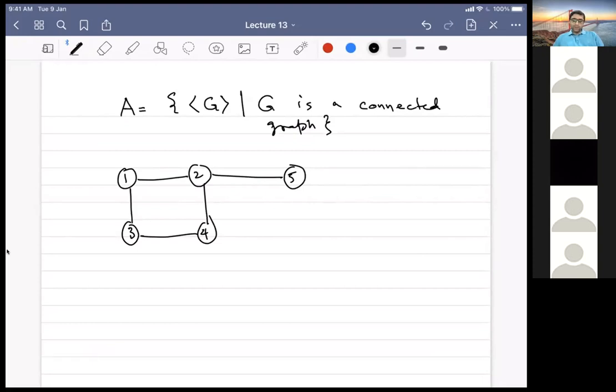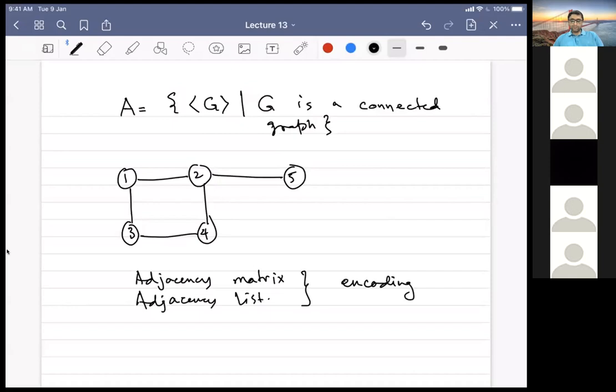So you can always convert a graph into an adjacency matrix. And you can always convert an undirected graph into an adjacency list. Right? So you can convert a graph into an adjacency matrix and into an adjacency list. Now, those things are basically the encoding of the graph. Okay? And that point actually gives us an important insight into computers.